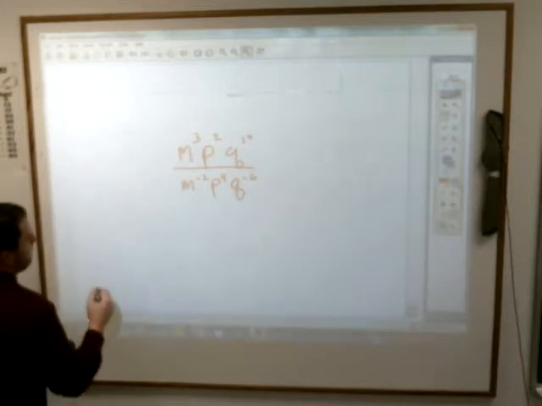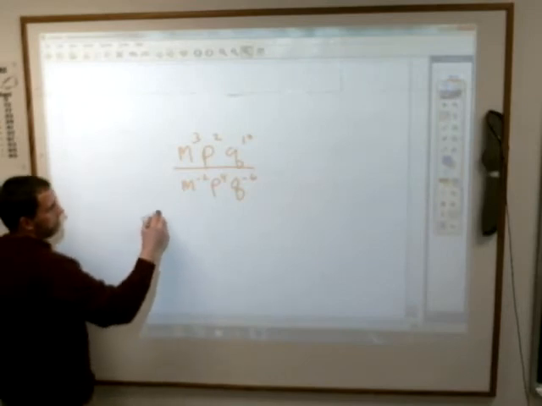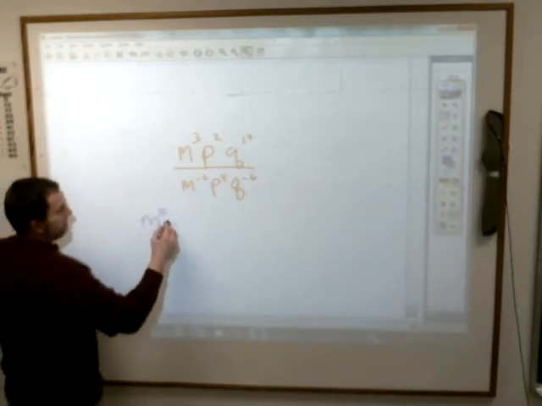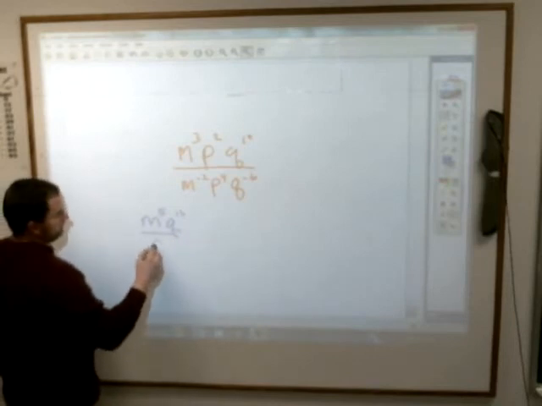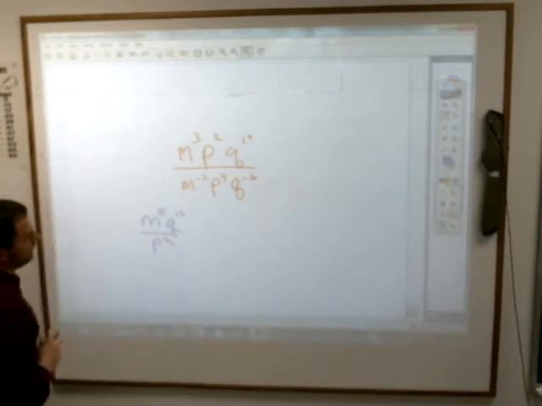Crenshaw-Hammer says, I got m to the 5th, q to the 16th over p squared. Yeah, I believe that's probably right.